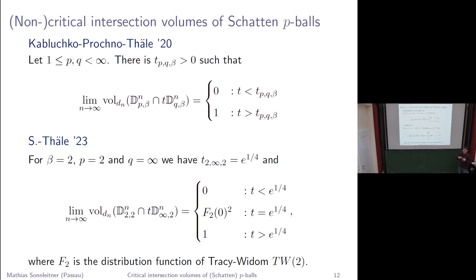And I will explain the following: where these severe restrictions come from, and what's the rough idea why this value here appears. So this value here is the distribution function of Tracy-Widom evaluated at 0 squared. And let us see how this comes into play.